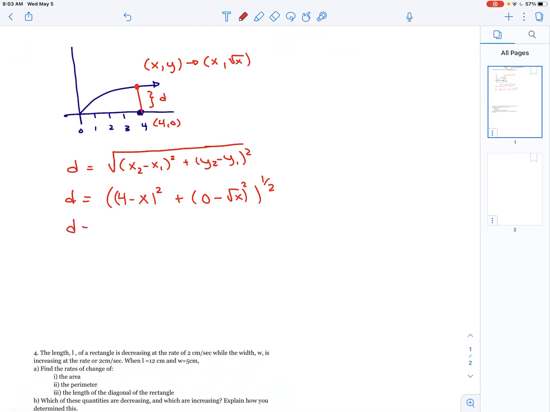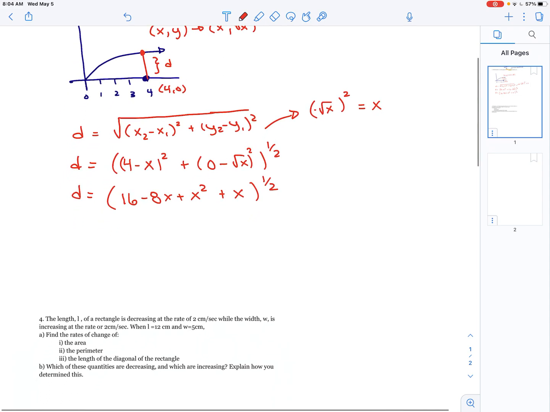Okay, and then inside there, I'm just going to FOIL that out, and I get 16 minus 8x plus x squared. And then when I square root this one, the square and the square root cancel, and I get minus, let me just show that out. So this is minus the square root squared, which is just going to give me x, so plus x. And then this is to the 1/2. Okay, so now I'm ready.